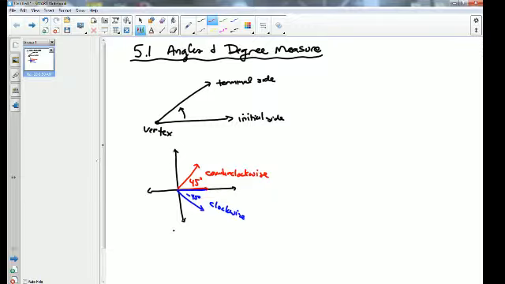This would be called standard position if you're looking for a vocab word. Okay, so we're good.